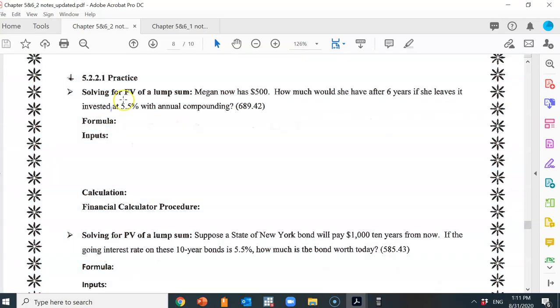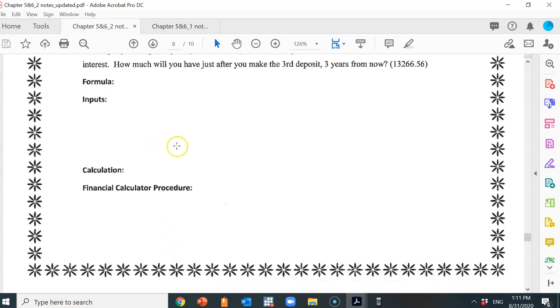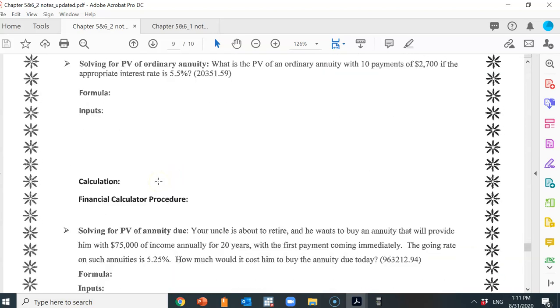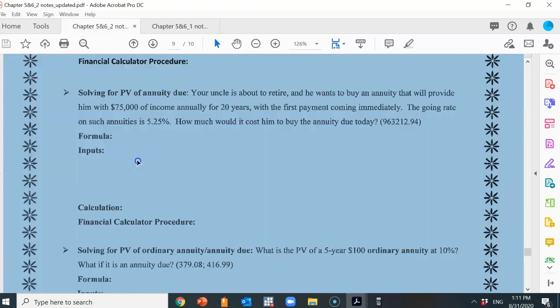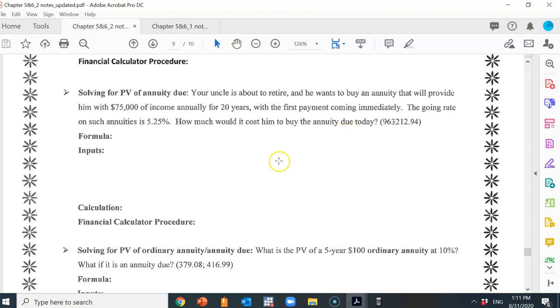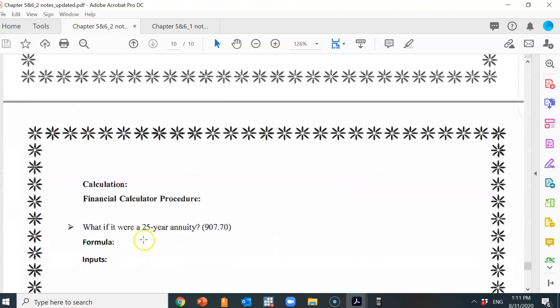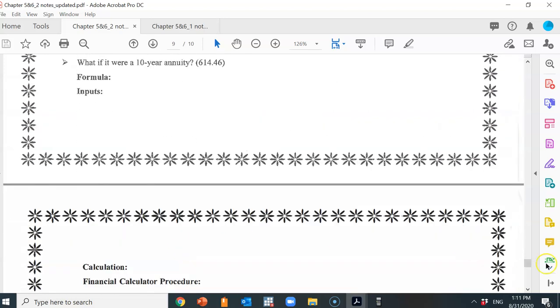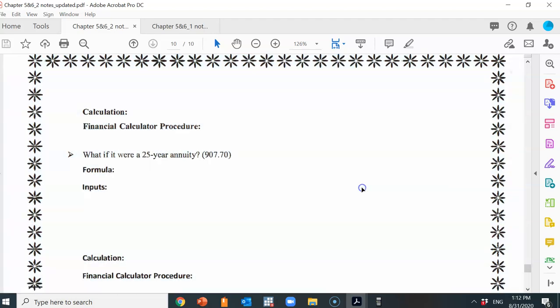Okay, we have all the major categories of practice here: future value of lump sum, present value of lump sum, future value of ordinary annuity, present value of annuity, present value of annuity due, and that's it. Okay, you can also go to our first homework.